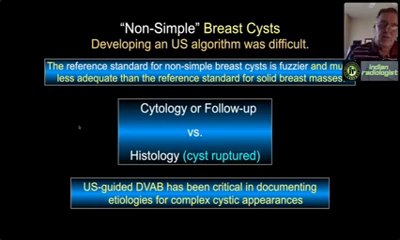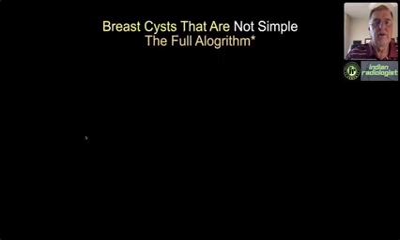So the truth of the matter is, even surgery wasn't necessarily the best reference standard, because invariably, either at surgery or in pathology, the dominant palpable and/or mammographically visible cyst was ruptured, and then was misinterpreted by the pathologist as a background fibrocystic process rather than the cause for the biopsy or surgery. So basically, with DVAB, we were able to develop a meaningful algorithm for these cysts.